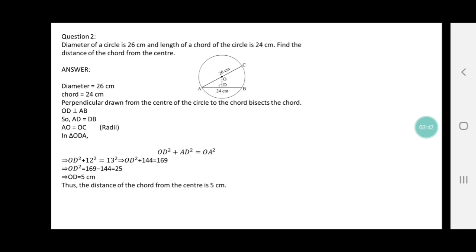So this 144 will come to the right hand side. So OD square is equal to 169 minus 144, that is equal to 25. So OD square is 25. So OD will be equal to 5 centimeter. So the distance of the chord from the center is 5 centimeter. I hope this problem is clear to you. We'll move on to the next problem now.